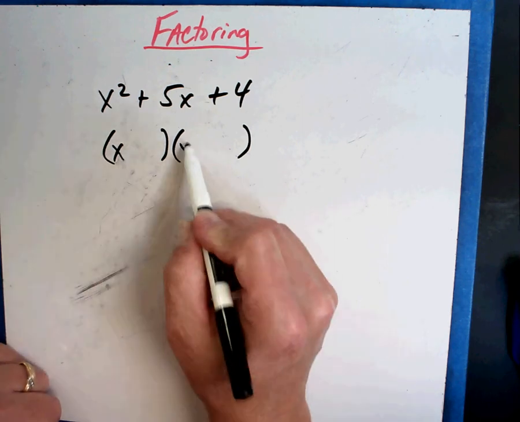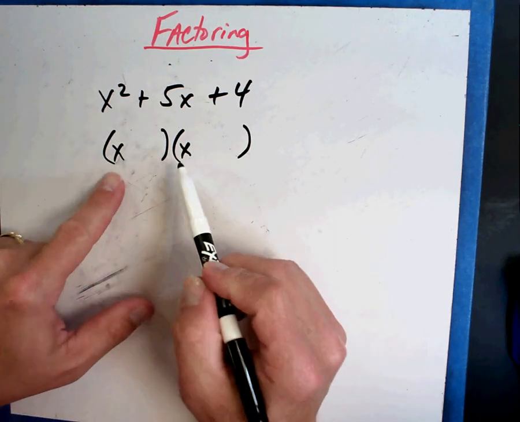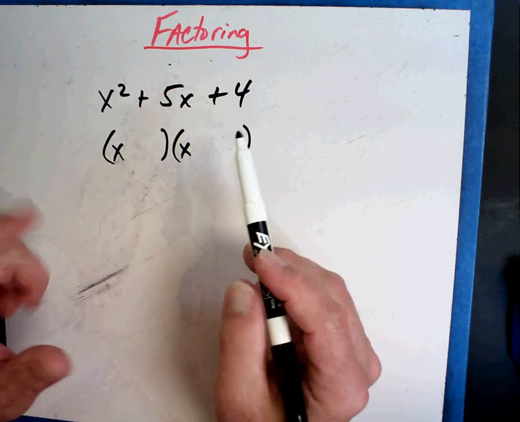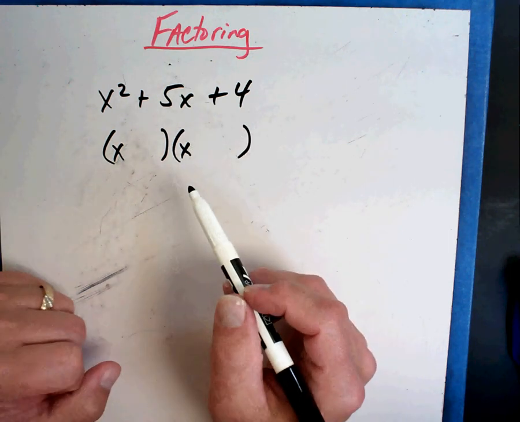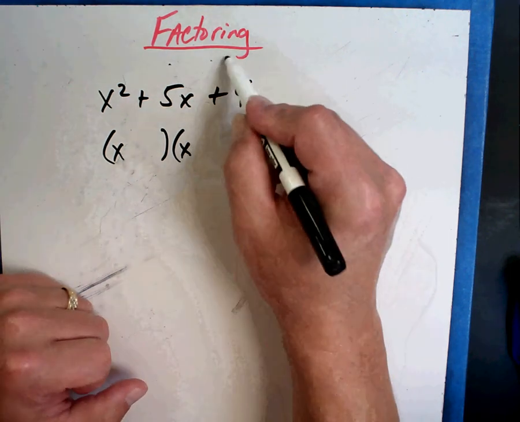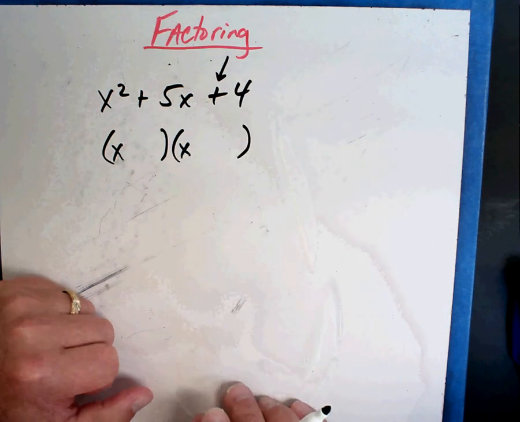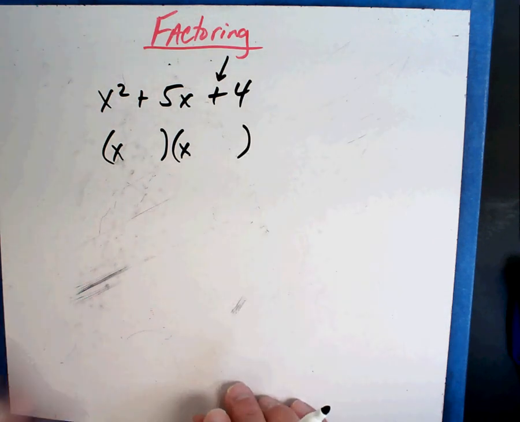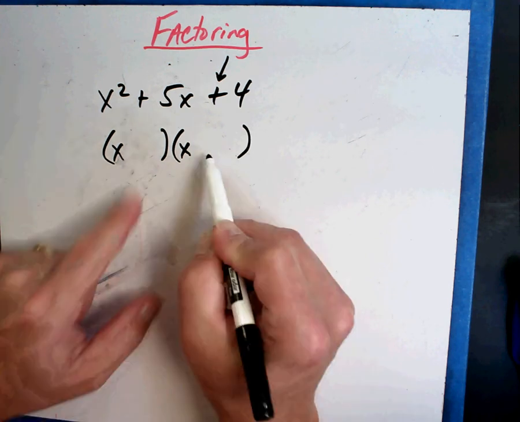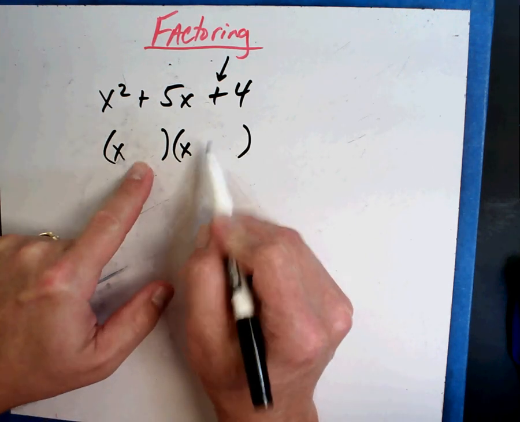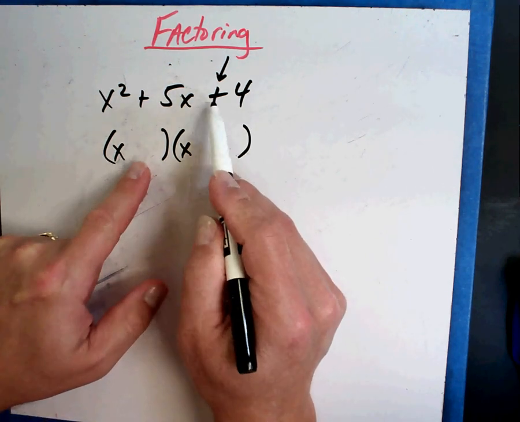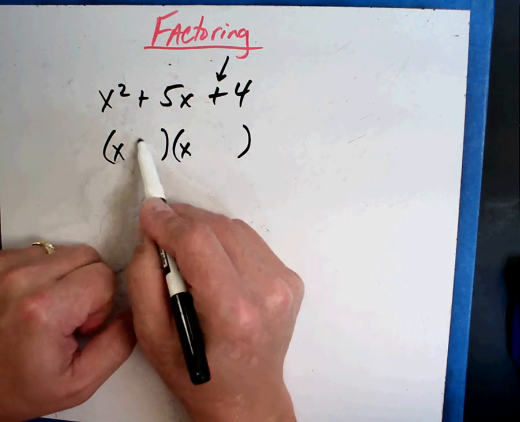X squared can be broken down into x and x, so we're using that FOIL method, that breaking it up into two sections. And so what's going to be super important, the first thing you want to look at is right there, what's that sign? If it's positive, that means that both of your signs are going to be the same here. Okay? If it's a minus sign, they're going to be different.